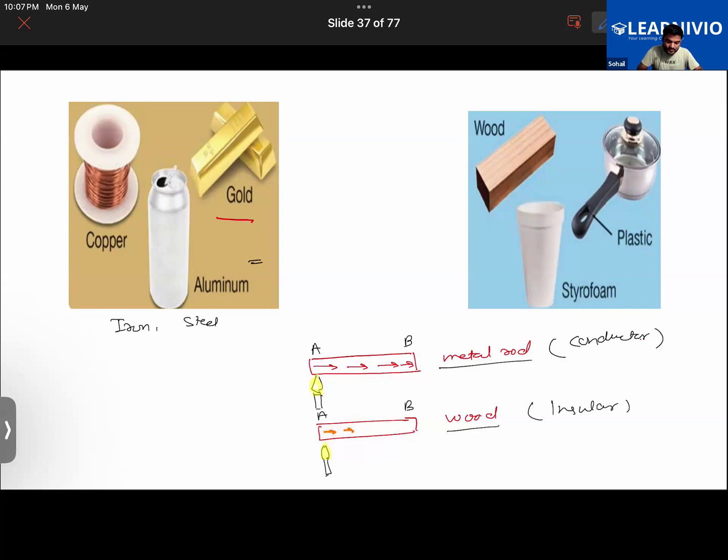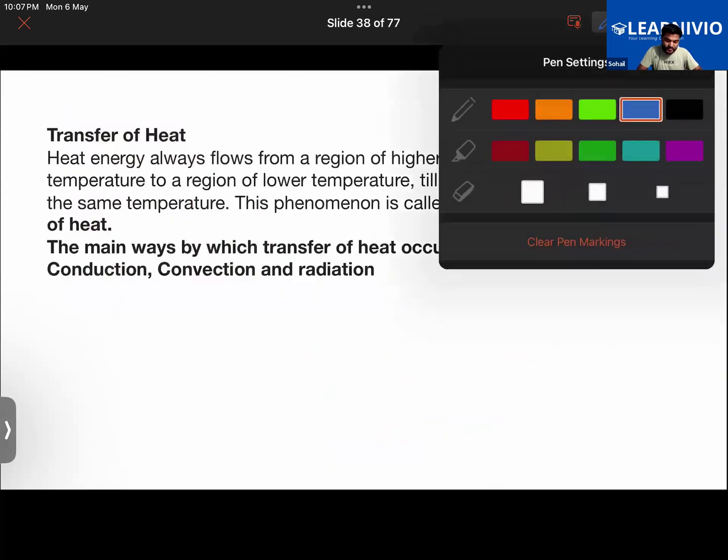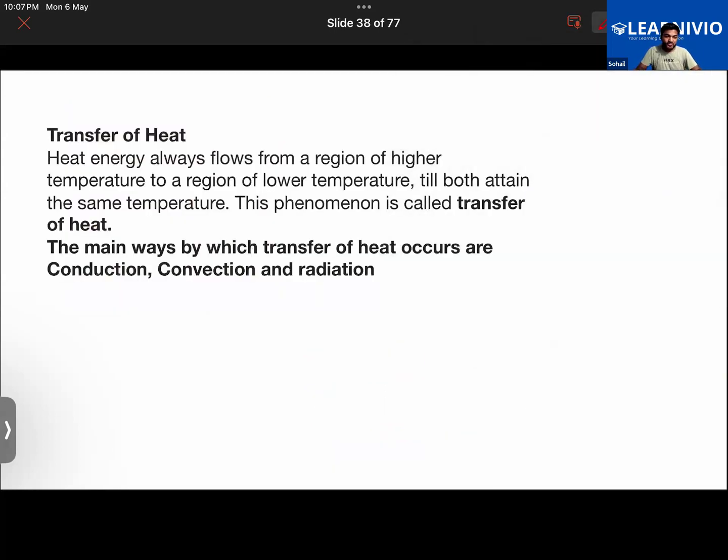Getting it now? So you have examples like wood or plastic or styrofoam or rubber. These are examples of materials that do not allow heat to pass easily through them. So they are called bad conductors of heat or simply insulators.